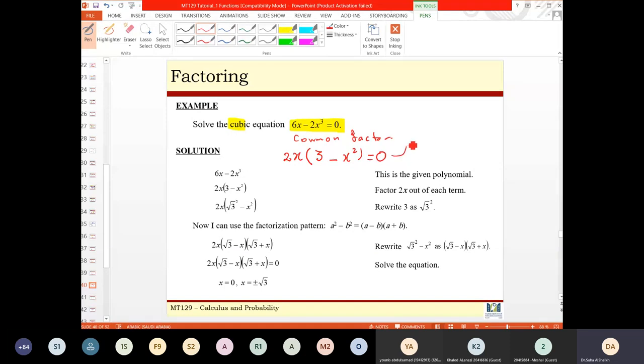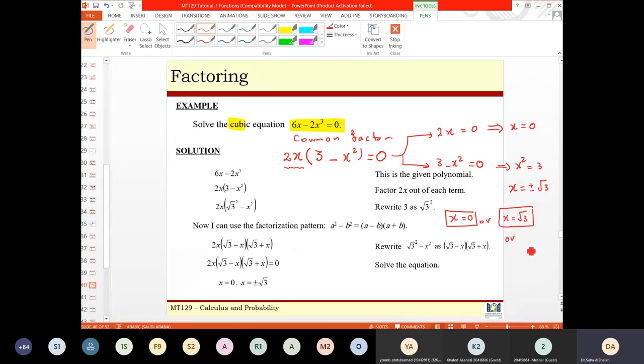Then I have two terms multiplied equal to 0. So it's either 2x equal to 0 or 3 minus x squared is 0. This implies that x is 0 here. This implies that x squared equal to 3, which means x is equal to plus or minus the root of 3. So how many solutions do I have here? Can you tell me how many solutions I have? Once x equal to 0, or x equal to root 3, or x equal to minus root 3.